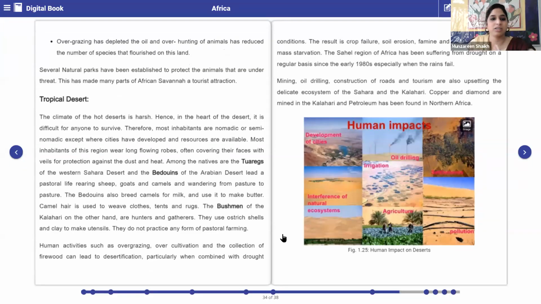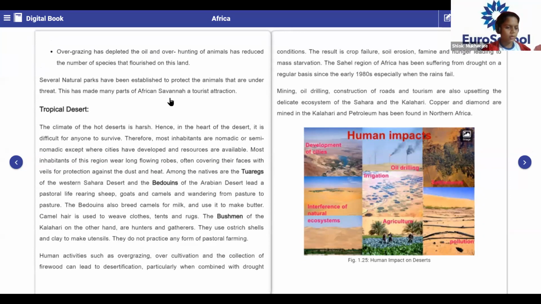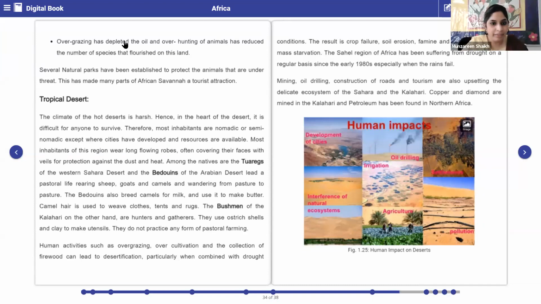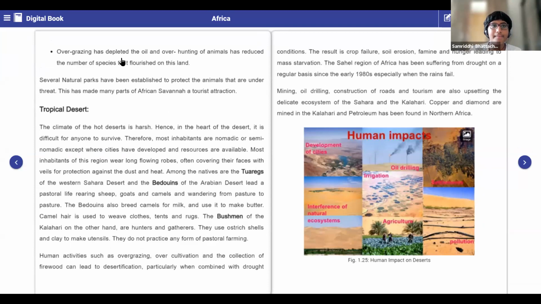So I had just explained to you all about the tropical deserts. In Western Sahara, which natives are there? Who will tell me? In the Arabian Desert, the Arabian Bedouins. Okay, so we had completed till here in the previous class, right? Yes, ma'am. This sentence. Now we'll start from here.